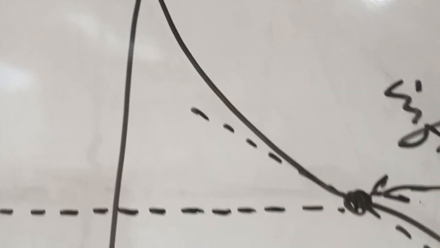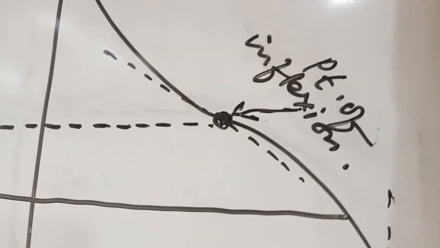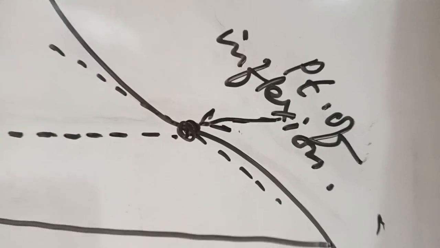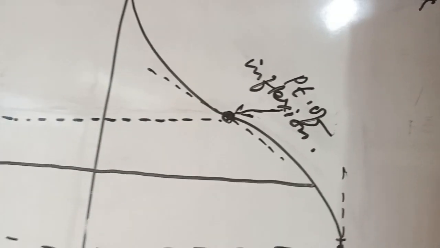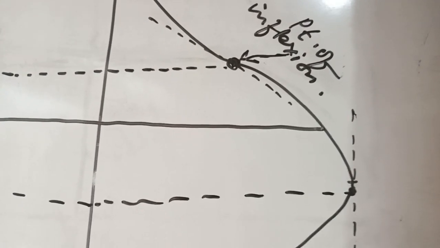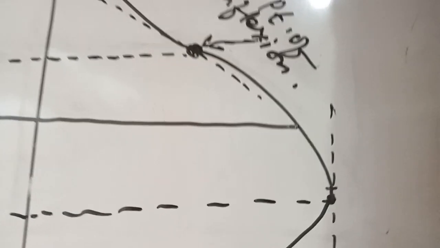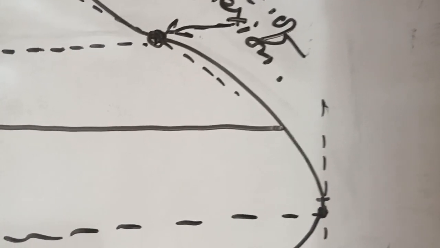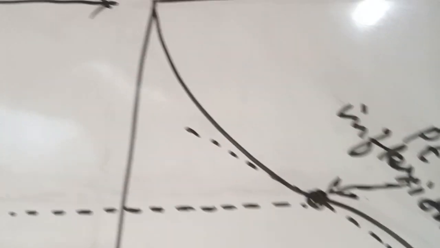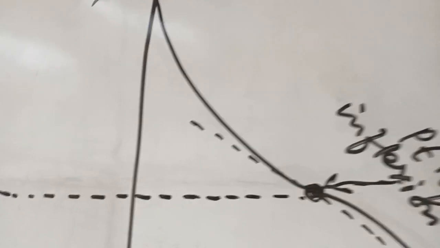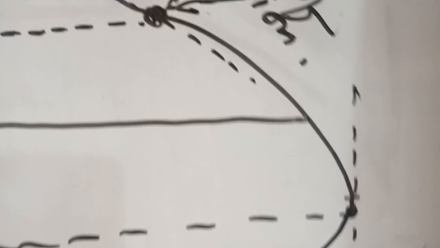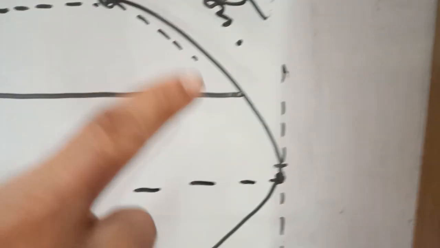A very steep rise is going on till a certain point, called the point of inflection. After that point, the total product increases at a decreasing rate. See, now the slope becomes gentle. Here the slope is steeper. And here it becomes gentle. Here the slope is gentle.